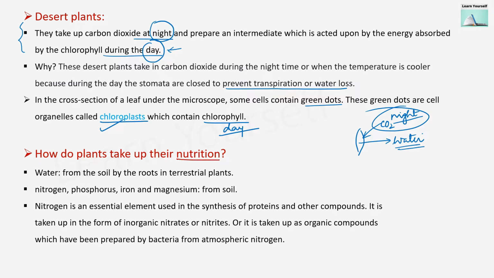Now let us understand how plants take up their nutrition. Terrestrial plants absorb water from the soil through their roots. Nitrogen, phosphorus, iron and magnesium, these four are very important nutrients for the plant, and they absorb them from the soil.